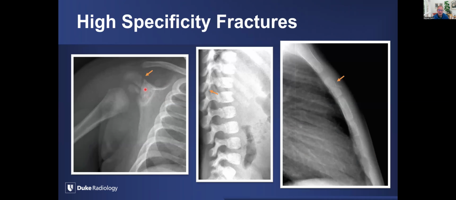Okay, so here are some examples. A scapular fracture, a pretty subtle spinous process fracture, and a pretty subtle sternal fracture. So again, unless you're really looking in those locations, it's going to be pretty easy not to pick up on those, especially if you have a larger field of view.